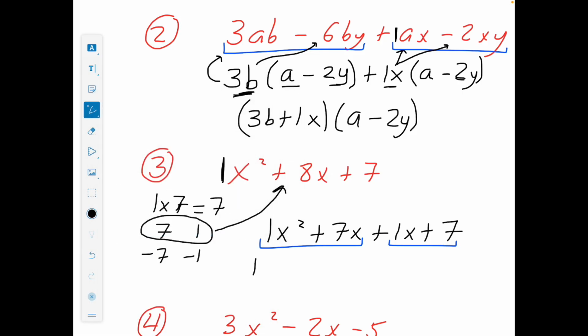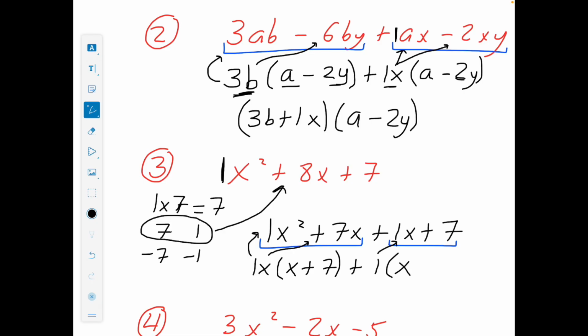So the first 2 together and the second 2 together. So biggest number that will divide into 1 and 7 is 1. What letter do they have in common? So they both have an x. One is an x squared, one is an x. So we'll take out an x. We have 1x, but we want to make 1x squared. So you'll multiply that by x. And we have 1x, but we want to make 7x. So you'd multiply that by 7.